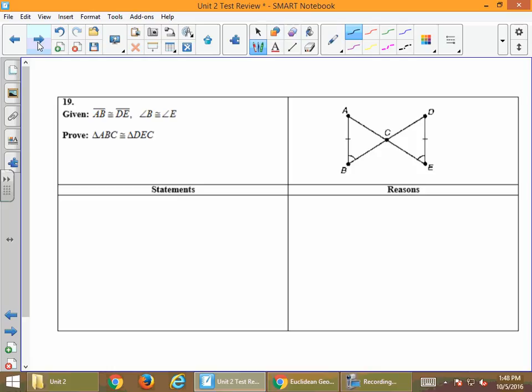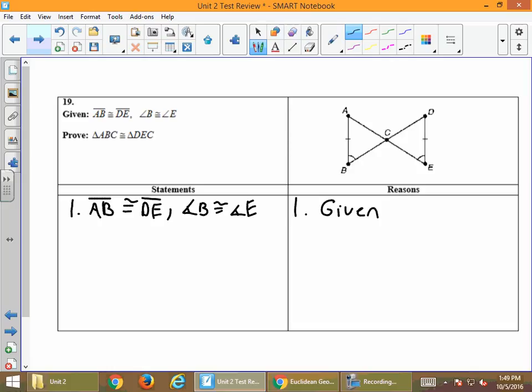Another blank one, but already I looked at the picture. I know one of the reasons without doing anything, but I'm still going to follow my process. Do the same exact thing I'm going to do. I'll give you the first one. It's given. What's going to be my number 1 statement? AB, fantastic, is congruent to DE. And I also know angle B is congruent to angle E. Nice.